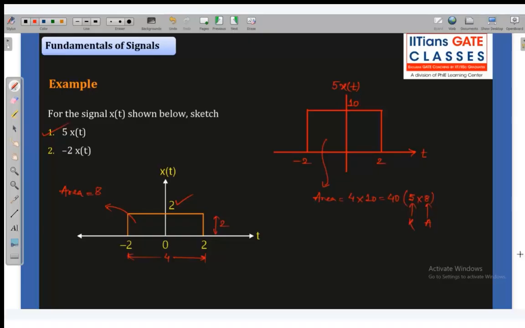Let us say k right now, because for area I have taken A. So this is the area and the factor I am taking is k. So the new area is k times the old area. Okay, so the new area becomes k times the old area. Clear?